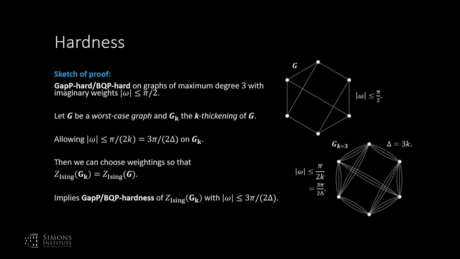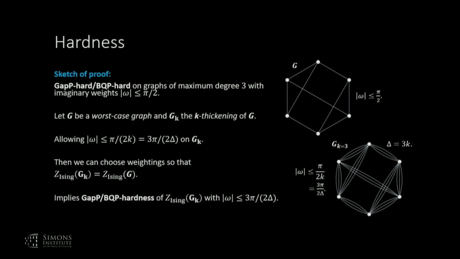Okay, and now to sketch our hardness proof. The problem is that this only works for multigraphs, but I think we should be able to extend it to simple graphs. The first statement is that it's GapP-hard or BQP-hard on graphs of maximum degree 3 with imaginary weights bounded by pi/2. So this sort of simulates all the rotations you could do on a quantum computer.